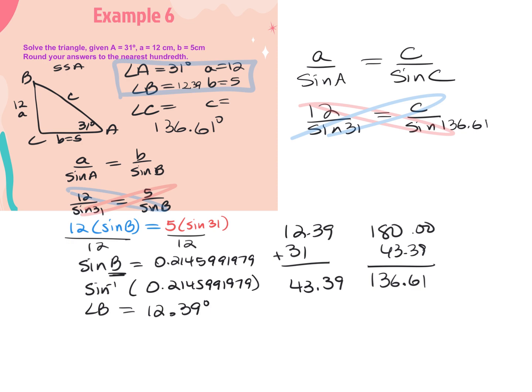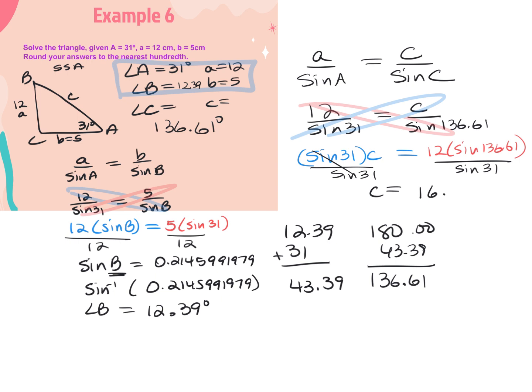Cross multiply. So the sine of 31 times C equals 12 times the sine of 136.61. Divide both sides by sine 31. And C is equal to, once I divide this, I get 16.005, so 16.01 will be the last missing piece.